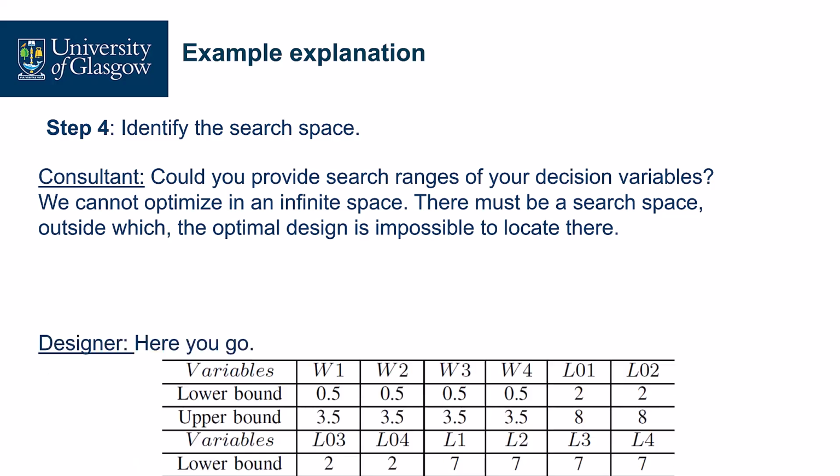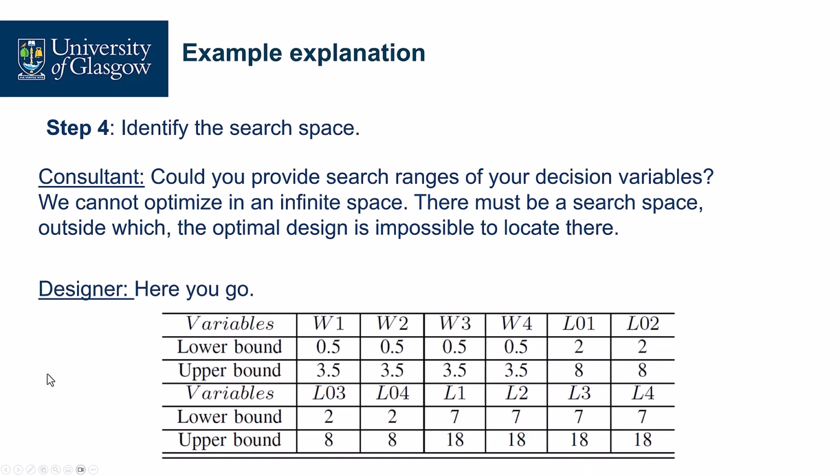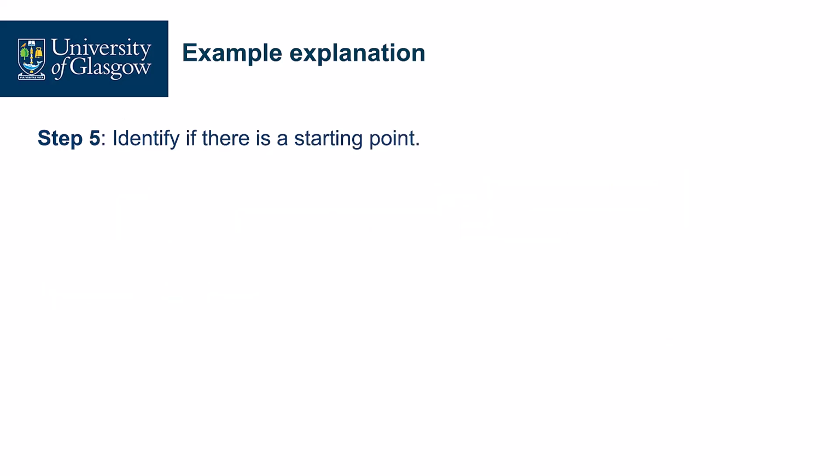Then the designer can provide you one. He said, okay, here you go. This is a table for the design variables. There's an upper bound, there's a lower bound. If it is smaller than the lower bound or larger than the upper bound, the optimal design won't be possible, according to his engineering domain knowledge, right? That step 4 finished. Next step, we can ask if there is a starting point.